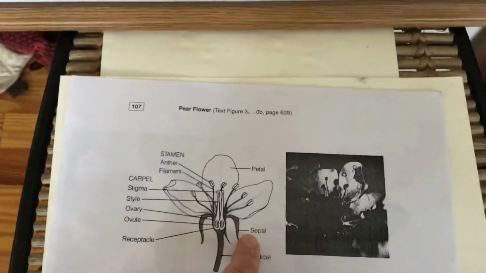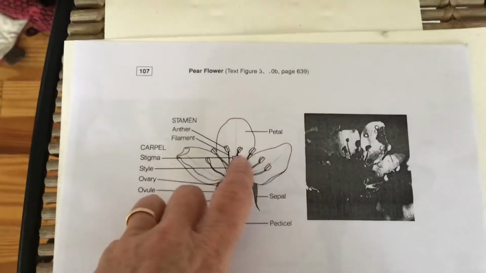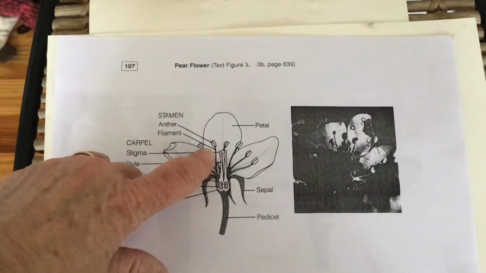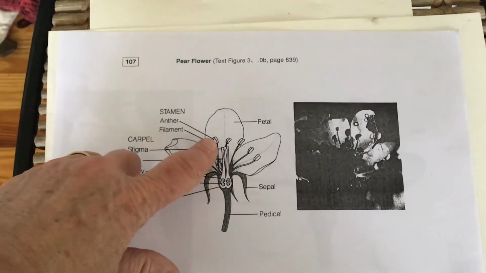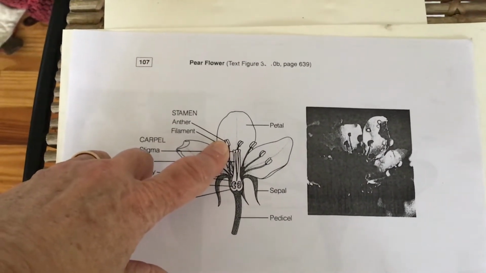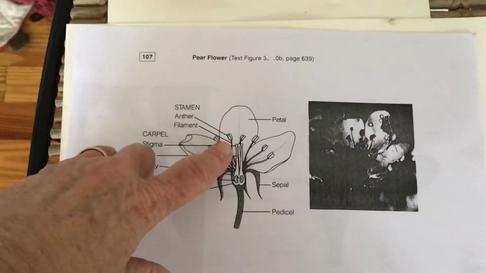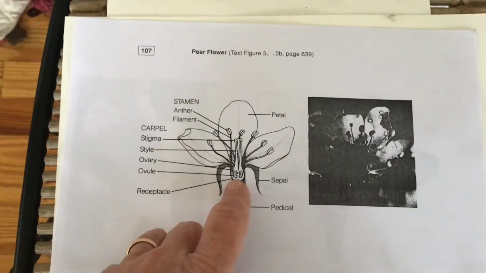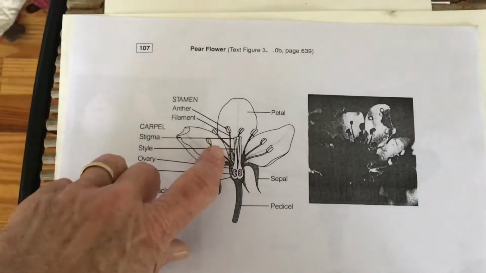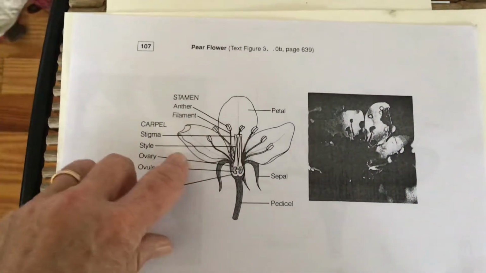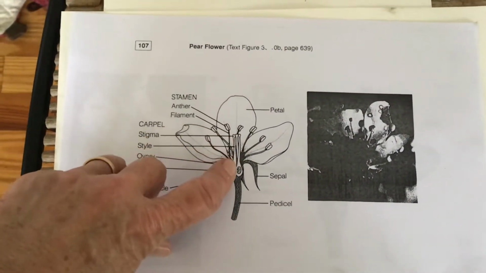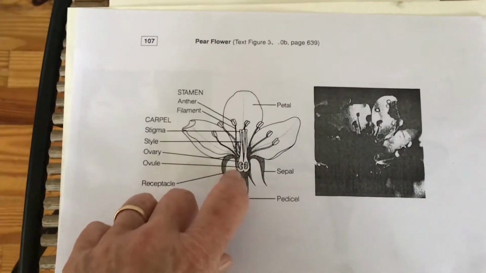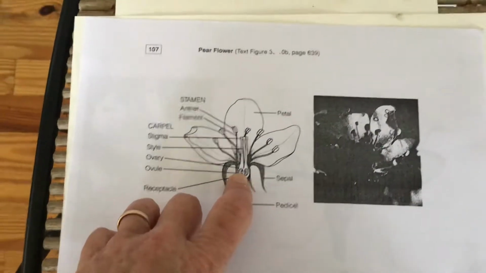The sepals are generally green. Then you have the petals. And on the inside, this part is called the stamen. One stamen includes the anther, which is the top part that is going to produce the pollen, and the filament, which is holding it up. And then the carpel, which is this part, is the female part. It includes a stigma on the top, a style, which is the long, skinny part, the ovary, which is the outside part, and then the ovule, which is inside. And there can be multiple ovules.